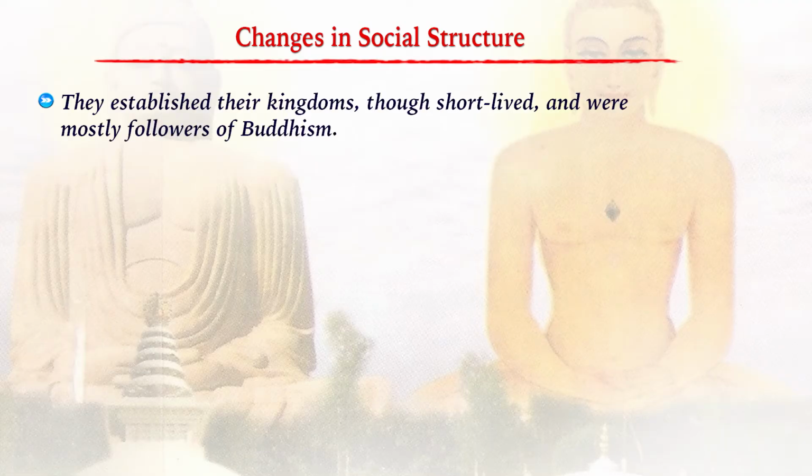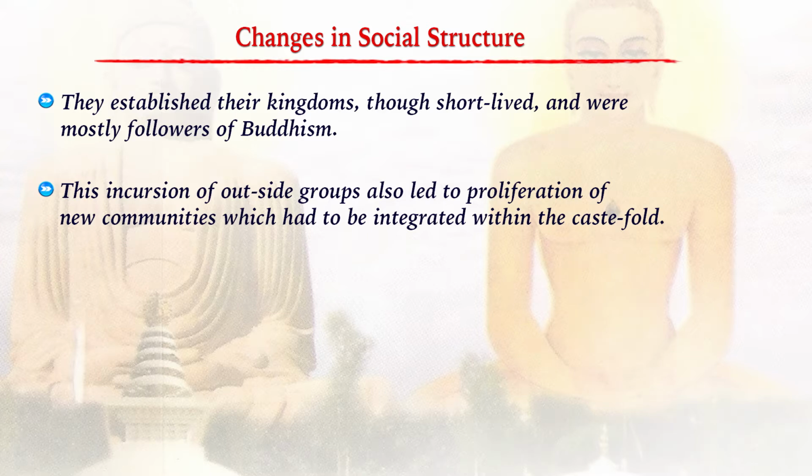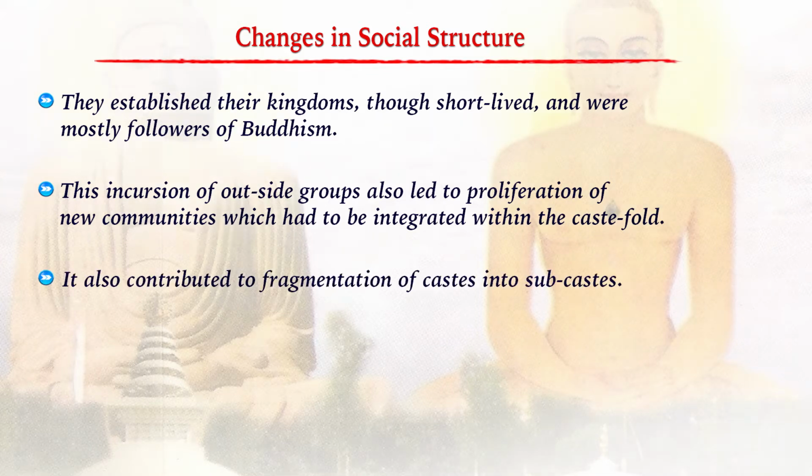The decline took place due to changes in the cult, emergence of new forms, and a renaissance in Hindu philosophy, epics, code books and other traditions. With the weakening of the Mauryan Empire, there were invasions from Central Asia by Kushans and Indo-Greeks, and as a result they established their own kingdoms, which were short-lived, and many of them also followed Buddhism. This led to the emergence of a new community which had to be integrated within the caste fold. It also contributed to the fragmentation of caste into subcaste.